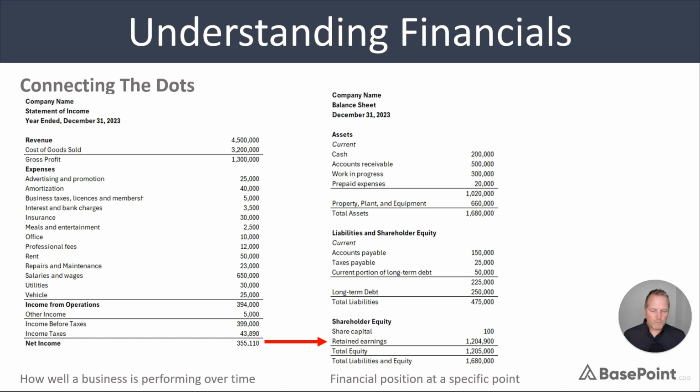If you recall, as we were looking at the balance sheet, I mentioned your retained earnings amount represents the accumulated profit or loss over the years in the company. And so your net income should be within that amount. So retained earnings here, we're showing $1,204,900. Within that, we have $355,110 from the current period, for the year ended December 31, 2023.